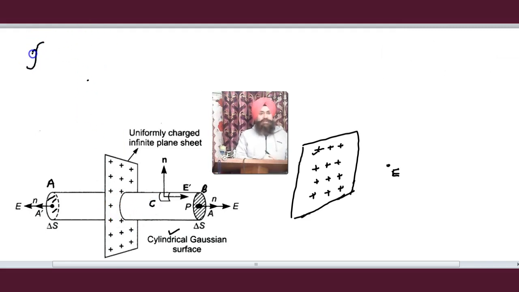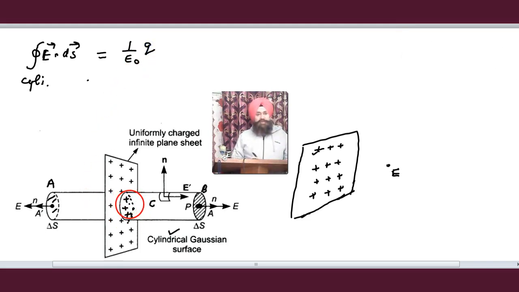So total flux: this cylindrical Gaussian surface encloses some charge, like these charges. So the cylinder is enclosing these charges, and that's why the flux will be linked with the Gaussian surface. How much? The integral of E vector dot dS over the cylinder is equal to 1 upon epsilon naught times the charge enclosed. So the charge enclosed is here Q.